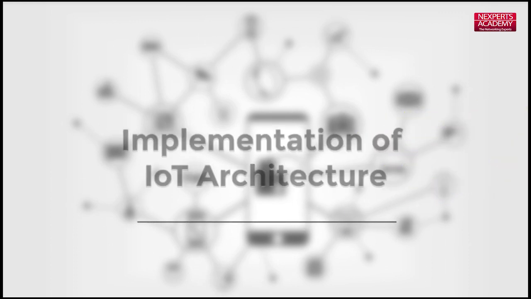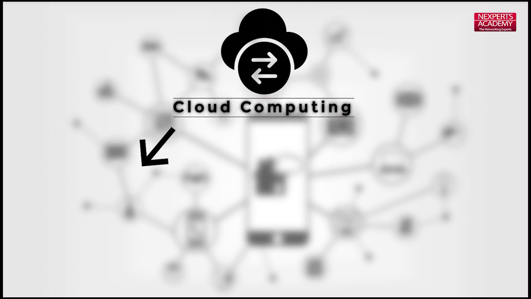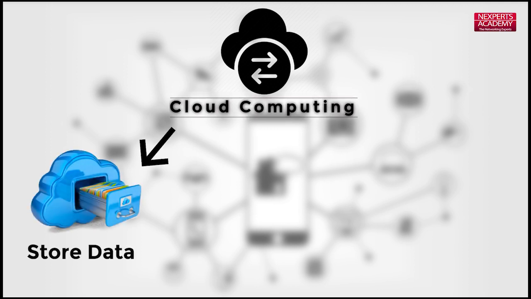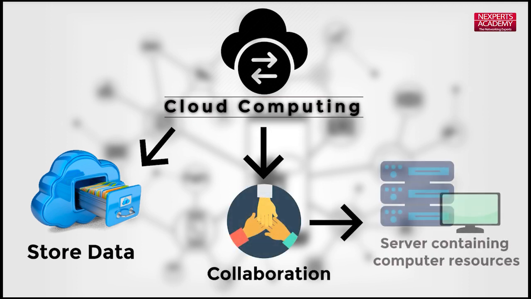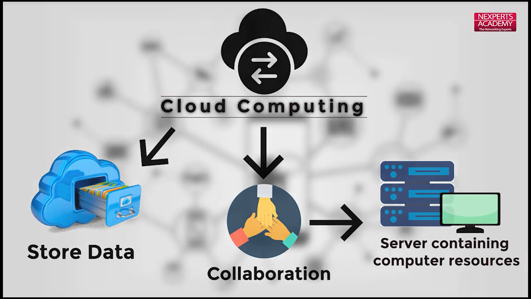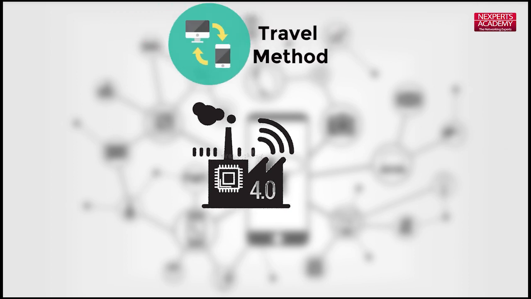To make you more clear about the IoT architecture, let's take a look at some implementation of it. One of the applications that implement IoT architecture is cloud computing. Cloud computing in IoT is used to store data and work as part of collaboration. It's a centralized server containing computer resources that can be accessed whenever in need. One of the benefits is that it is an easy travel method for large data packages generated by IoT through the internet. Hence, big data also can help in the process.